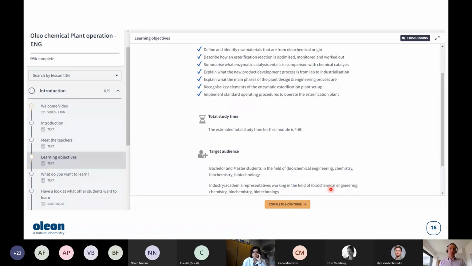So in a bit more detail now, let's go through the introduction chapter that you can see here on the left-hand side. You will see that each chapter that you are going to access through this module is composed of a number of lessons that you can complete, of course, at your own pace. We estimated that the total study time for the whole module is going to be around 4 to 6 hours, depending on how you go. And the main categories of stakeholders that we are targeting are bachelor and master students working in various fields from biochemical engineering, chemistry, biochemistry, biotechnology. It is also aimed at industry professionals in these related fields.